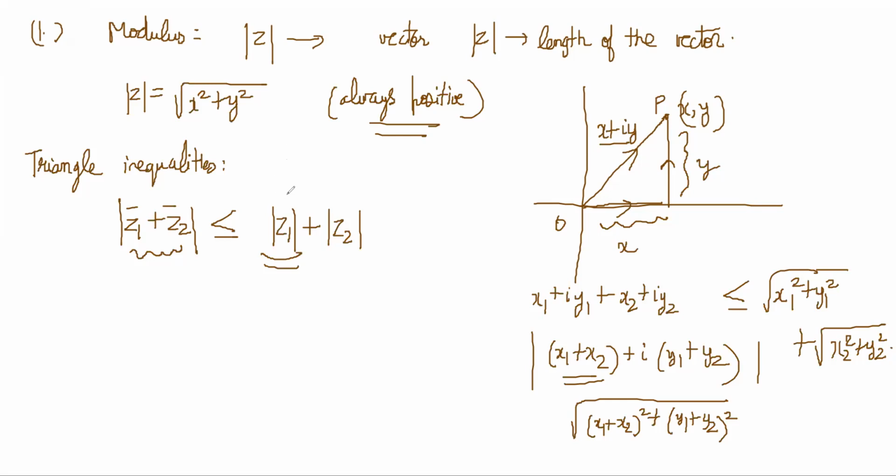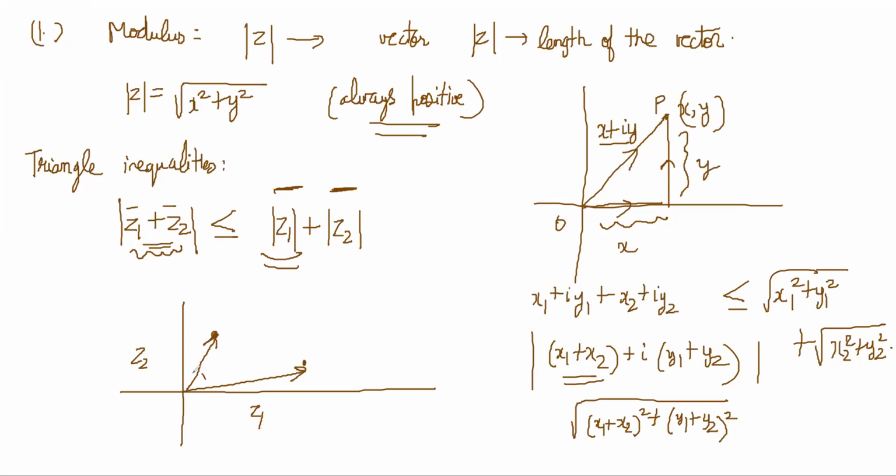We are adding two positive quantities here, while you could have subtracted also here inside, right? So what this tells you, if you think of it vectorially in a figure, suppose this is my z1 vector, and suppose this is my z2 vector. What is my z1 plus z2 vector?